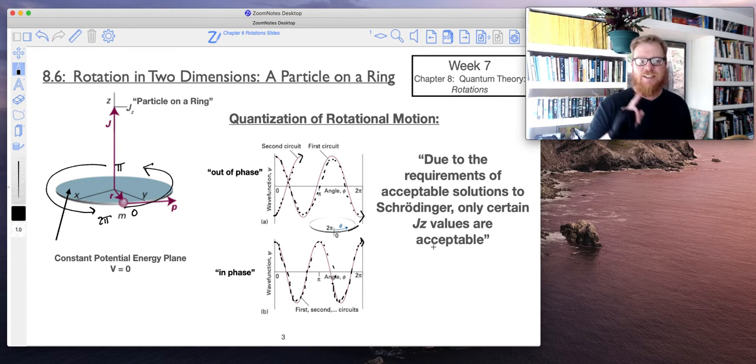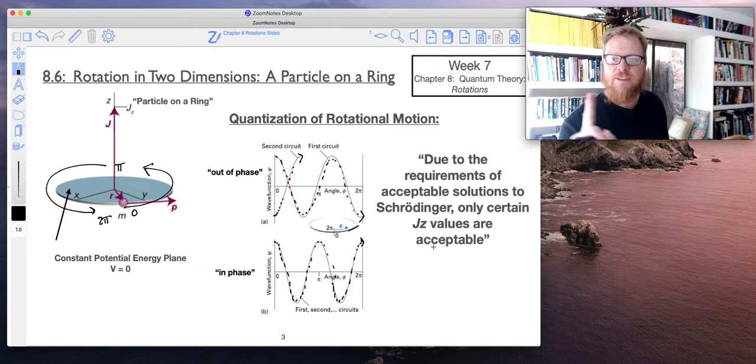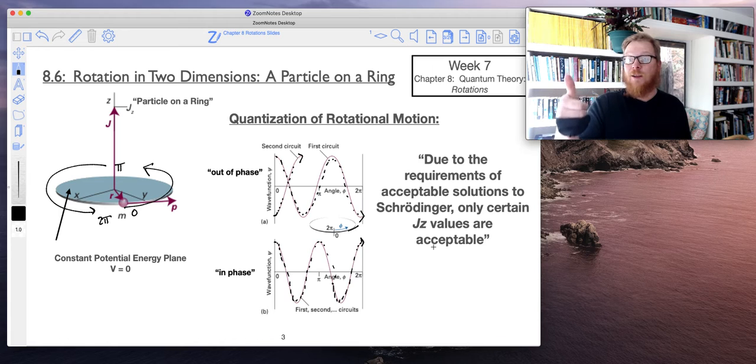So in other words, to maintain this in phase rotation, it's really going to be all about the angular momentum. We're going to fix the angular momentum to give us that in phase rotation.